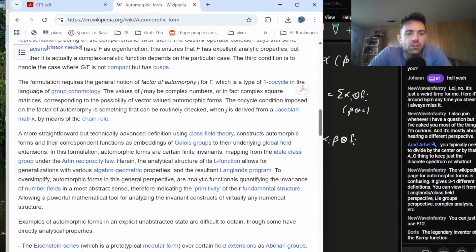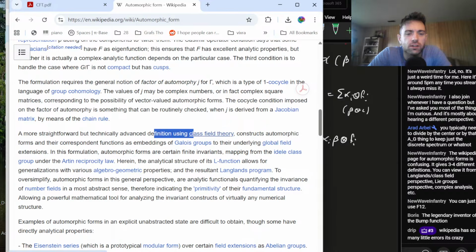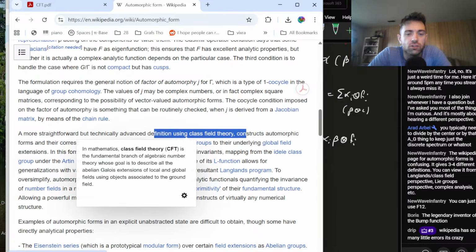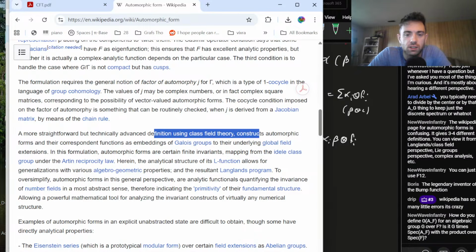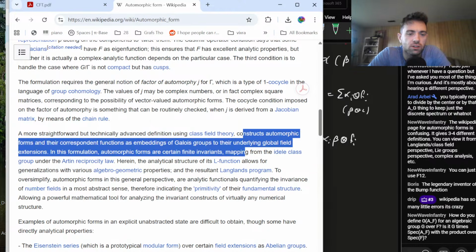What did they say here? A more straightforward but technically advanced definition using class field theory. I'm not familiar with a definition that uses class field theory. Wikipedia has so many little errors. I mean, I don't know. It's often pretty good for math, I find. Just maybe not this article.